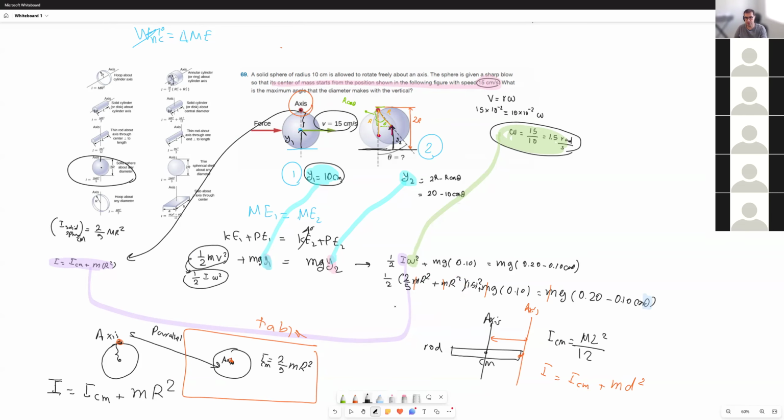So that's going to be half, 2 over 5 R squared plus R squared, which is going to give you 7 over 5 R squared, 0.10 squared times 1.5 squared, and then the rest of the equation. Okay, so guys, I'm going to go for my second break.